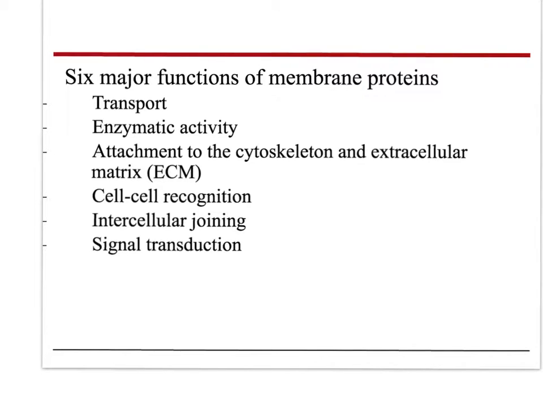There's attachment to the extracellular matrix. We already talked about that one. Integrins, right? We talked about cell junctions. Cell-cell recognition. Recognizing what's you versus what's not you. Okay? We'll talk about blood groups when we talk about that. All right? Intercellular joining, we talked about cell junctions last week, right? Right, so formation of tight junctions and gap junctions and desmosomes. Those are all linking of membrane proteins that come together to hold cells together.